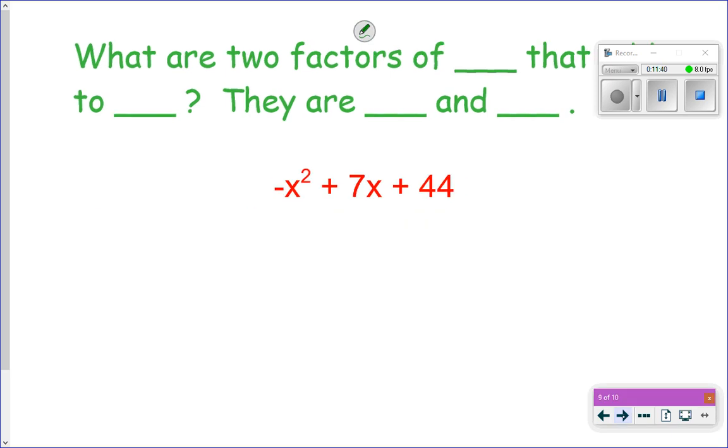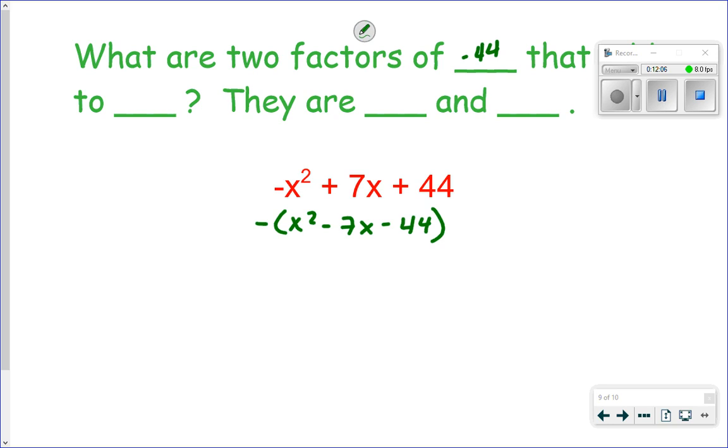All right, last example. I've got negative x squared plus 7x plus 44. So step 1 says to look for a negative sign out front. I have it, so I need to take it out. So the first term becomes positive, and the next two are going to become negative. Those are my new A, B, and C values. Next step, multiply A times C. 1 times negative 44 is negative 44. And write my B value in the next blank, which is negative 7.